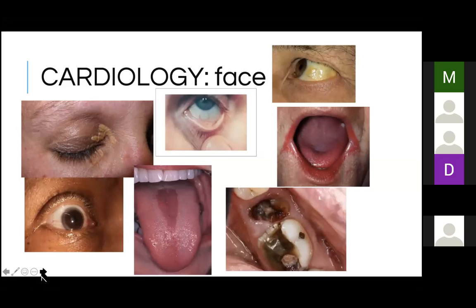And then moving on to the face, can anyone tell me what they see? First one is xanthoma. The second one down is something like arcus. It can be corneal arcus or arcus senilis. Yes, arcus. I'm not sure about the age of the patient. And this one?